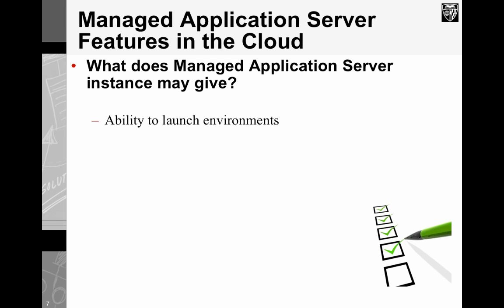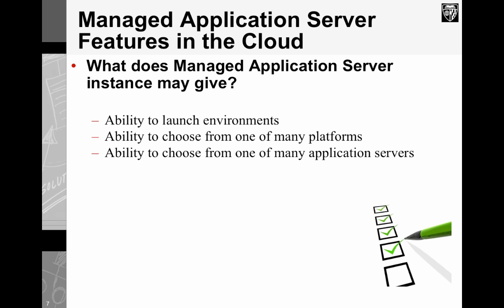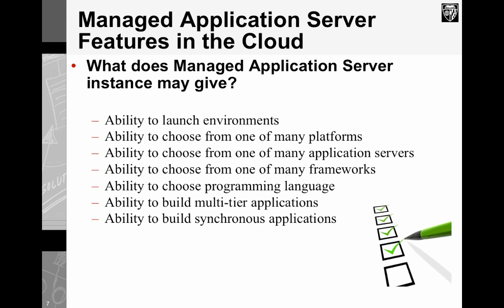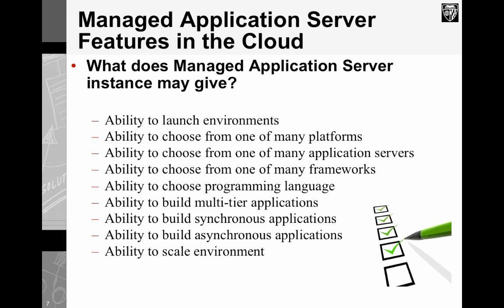It should have the ability to launch environments. You should be able to launch multiple environments: dev, QA environments, production environments. You should have the ability to choose from one of many platforms. You should have the ability to choose from one of many different application servers that might be available. You should have the ability to choose from one of many frameworks, choose from one of many programming languages, ability to build multi-tier applications, ability to build synchronous applications, ability to build asynchronous applications, ability to scale the environment.